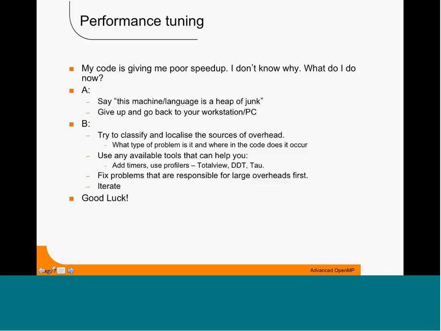So I think I have thrown too much light on the performance tuning, but when you think, oh, my code is giving me poor speed, what can I do? We will classify whether it's a problem with the communication, synchronization, load balancing, or so on. You can use profiler tools like TotalView, DDT, or TAU in figuring out where it spends more time. Where is the problem?